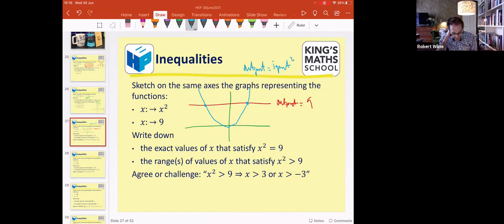And then what x values give me outputs more than 9? So how do I see that? Well, this is my output axis, and this is my input axis. So where on my input axis do I go to a place on the output axis which is higher than 9? Obviously, if my input's there, I go high. If my input's there, I go high. If my input's there, I go higher. And so my inputs are more than 3, or my inputs are less than -3.